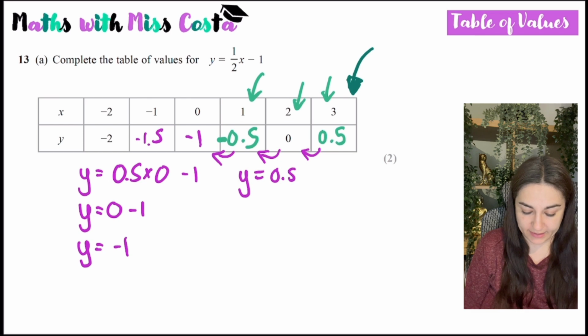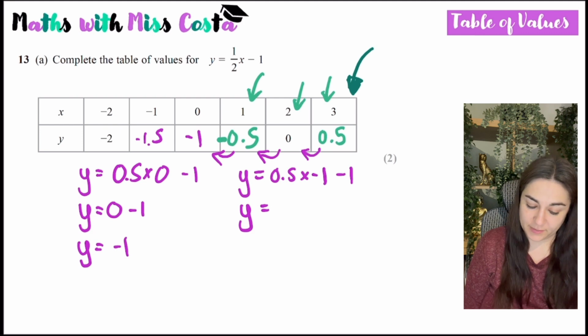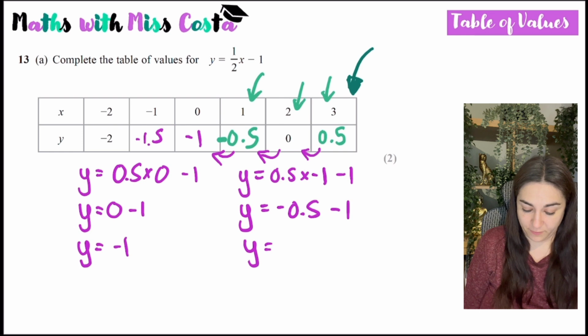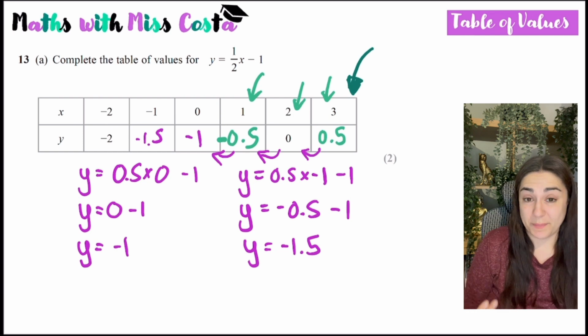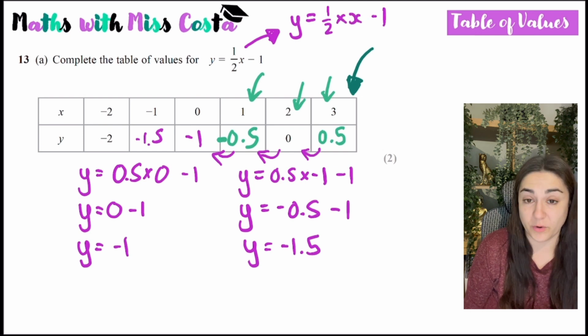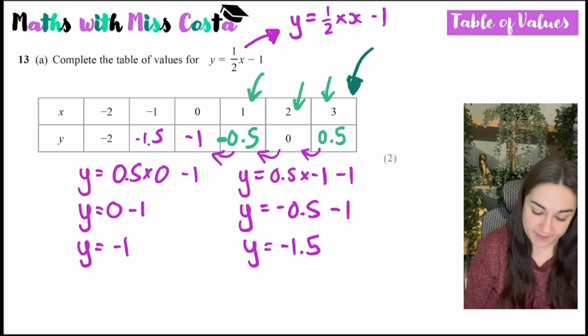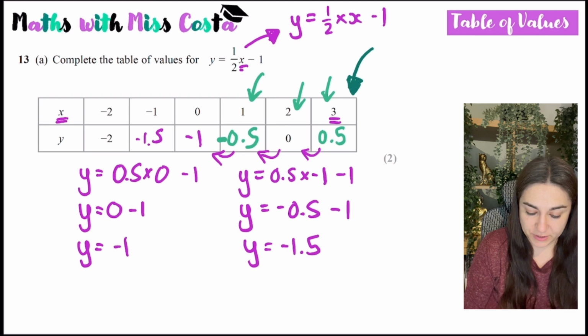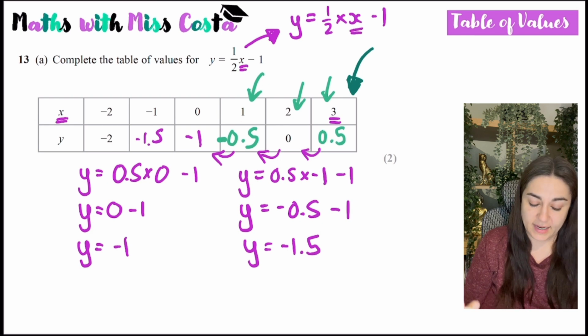So I've got y is 0.5 times -1, take away 1. So 0.5 times -1 is minus 0.5. And minus 0.5 minus 1 is minus 1.5. So to complete a table of values, think about what the algebra is doing. You could have left it as a half times x, take away 1 if you wanted to, whichever works best for you. Then these are your x values, you substitute them into the equation over here, and then you can figure out what your y value is.